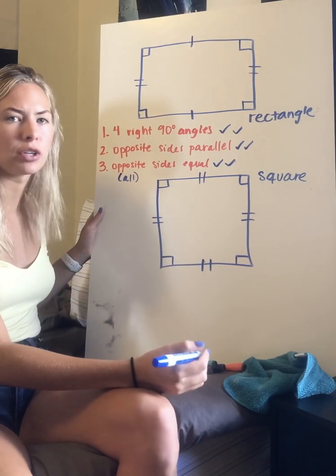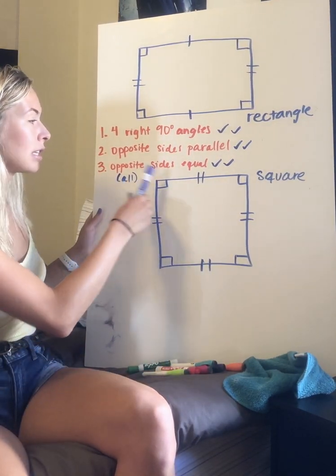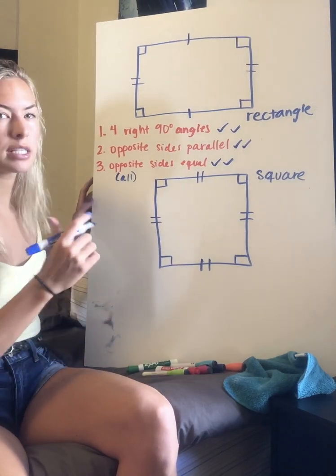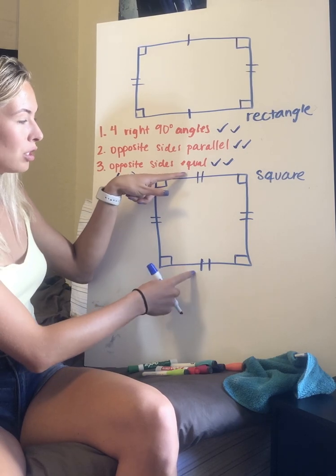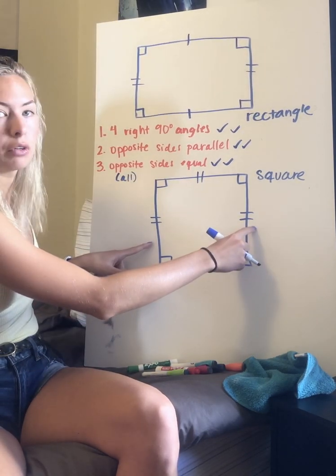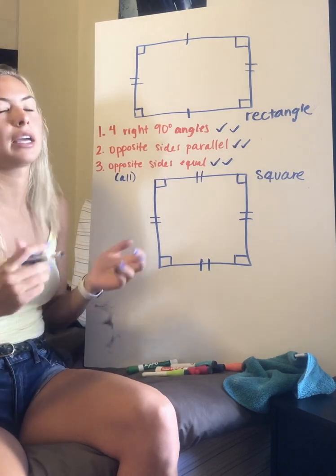Now a square is a special case of a rectangle, meaning that all sides are equal. A square is still a rectangle because technically the opposite sides are equal. These two sides are equal, and these two sides are equal. They might all be the same, but in this case, a square can be a rectangle.